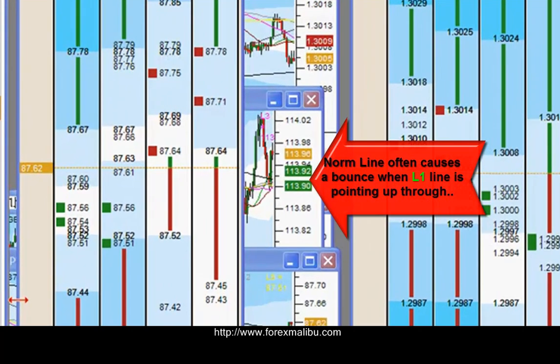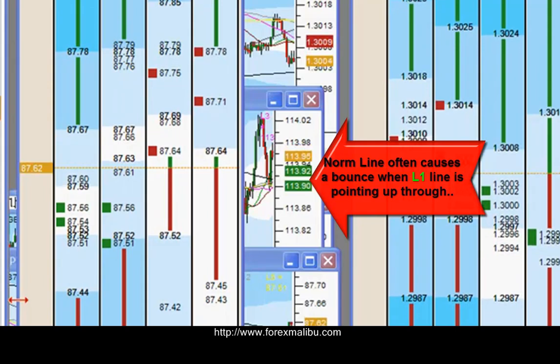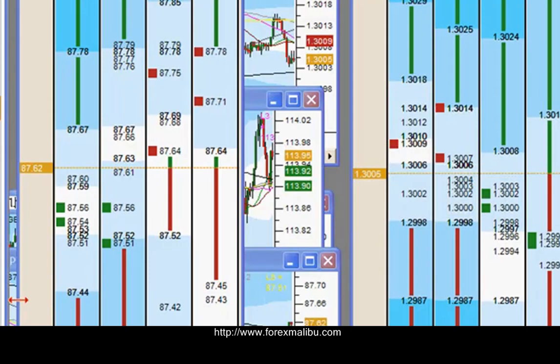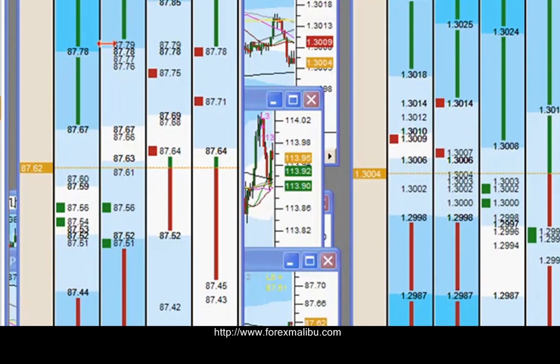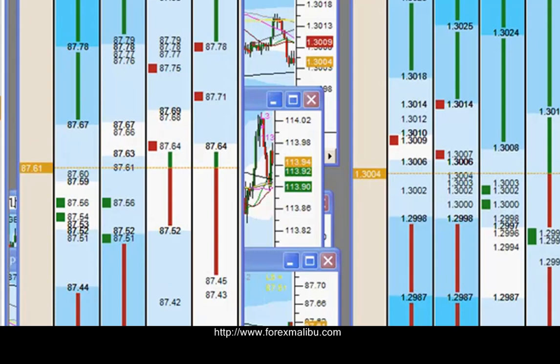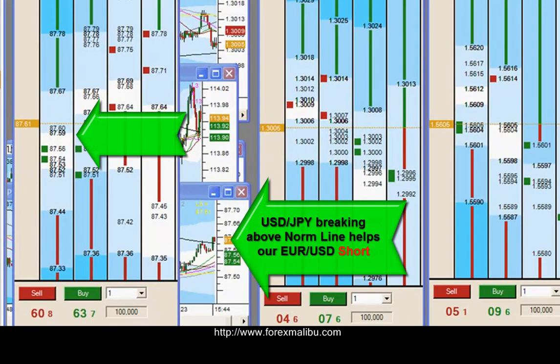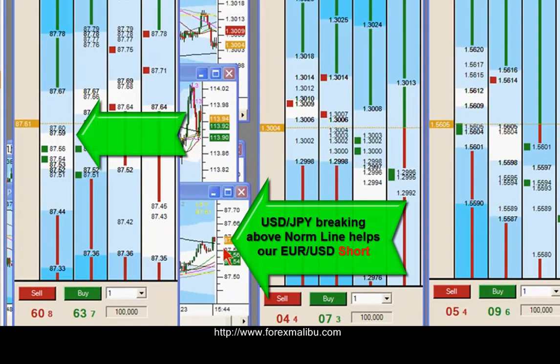There is a little bounce there on that euro yen 1 minute norm line with the L1, that green L1 poking through. You can see how that causes a bounce. But this white zone on the 1 minute is really holding it well and now starting to push lower. But notice dollar yen is still above its 1 minute norm. That's great. That's what we want to see.